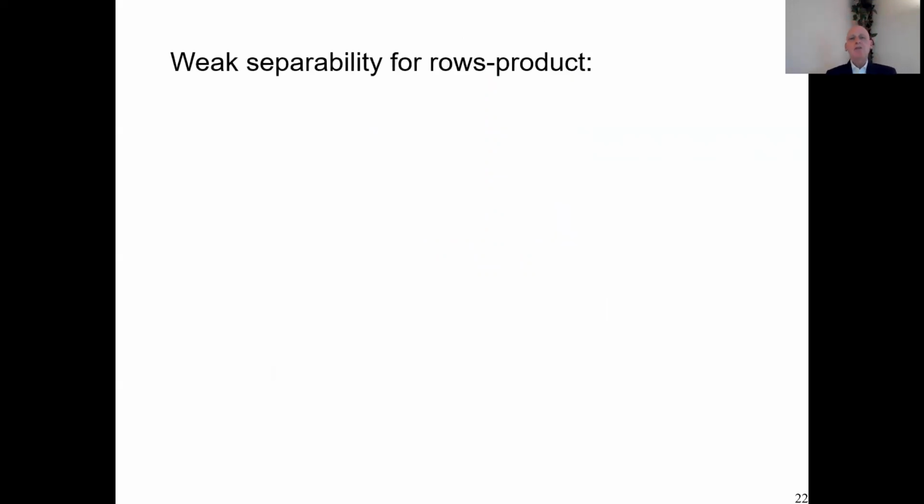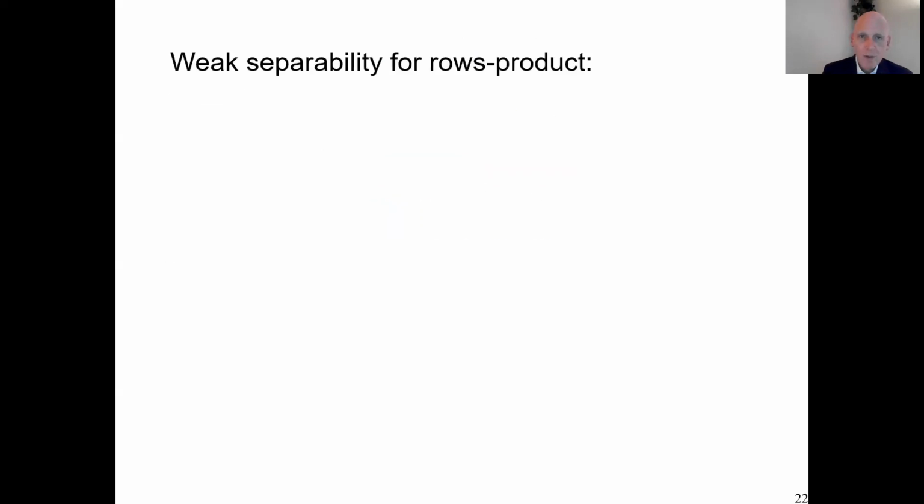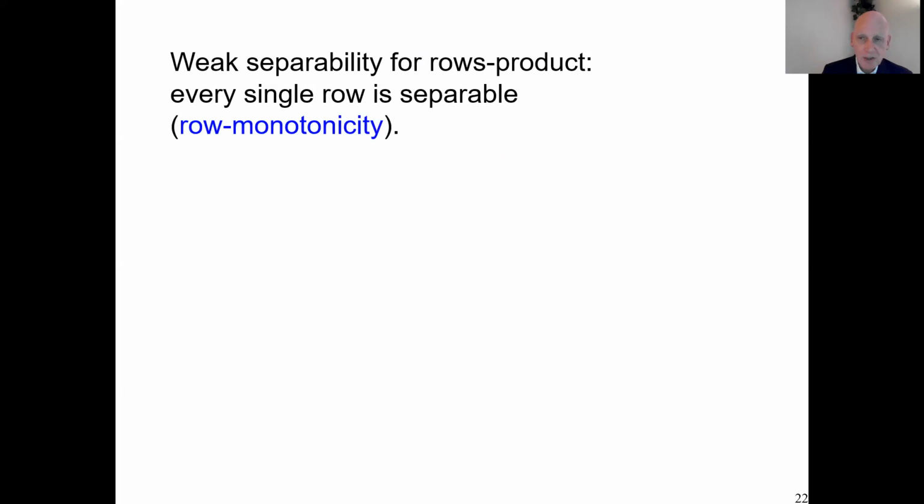With that in mind, if I consider it to be a row product set, then I can define weak separability, that will mean that every single row is separable. Let me go back to this figure. So then I take every single attribute as a row. It's now the blue lines around it. Then weak separability means every single attribute, now every single row, is separable. So every row in this matrix is separable. Row monotonicity, that's a term I use for it. Row monotonicity means that every single row is separable.